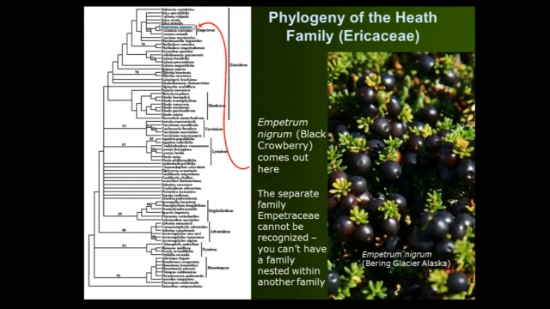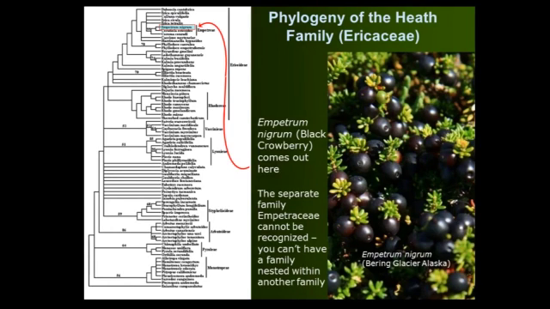And of course, what we would say is that recognizing Empetraceae as a family makes the Ericaceae paraphyletic, because it doesn't include all of the descendants of the common ancestor of that family. So we wouldn't recognize Empetraceae. We would just dump it into the Ericaceae. And it looks just like an Ericaceae. Why was it separated? It has a unique pollination system, unlike other Ericaceae.